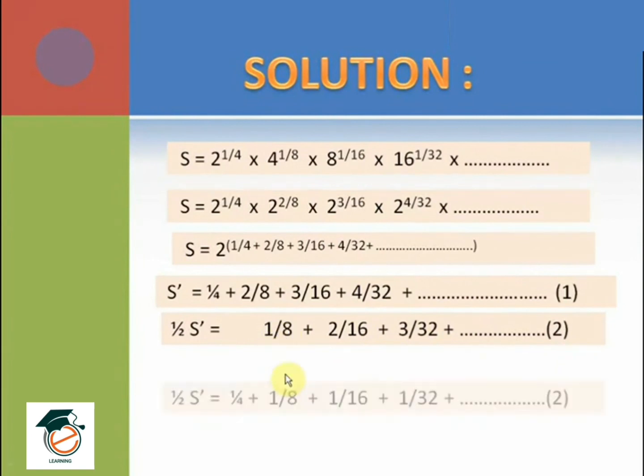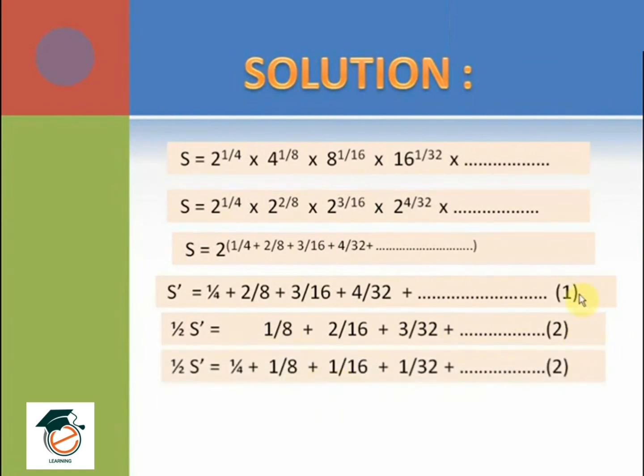Now we subtract equation 2 from 1. What we get? S dash by 2 equal to, this term remains the same, 1 by 4. When we subtract 1 by 8 from 2 by 8, what we get is 1 by 8. Similarly, when we subtract 2 by 16 from 3 by 16, we get 1 by 16. This becomes 1 by 32, and so on. So S dash by 2 is equal to 1 by 4 plus 1 by 8 plus 1 by 16, and so on.